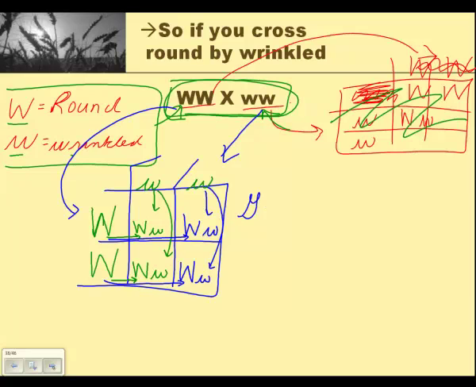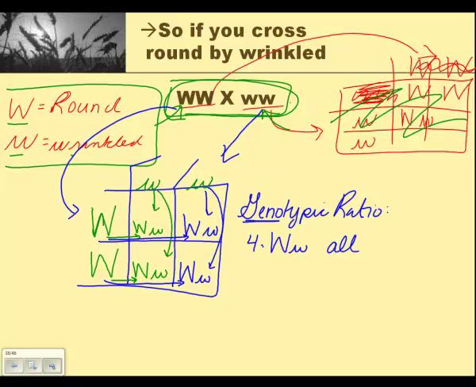So if it asks for the genotypic ratio, geno referring to the letters, we're looking at how many combinations of big W, little w do we have. In this case, we have 4. So essentially they are all big W, little w.